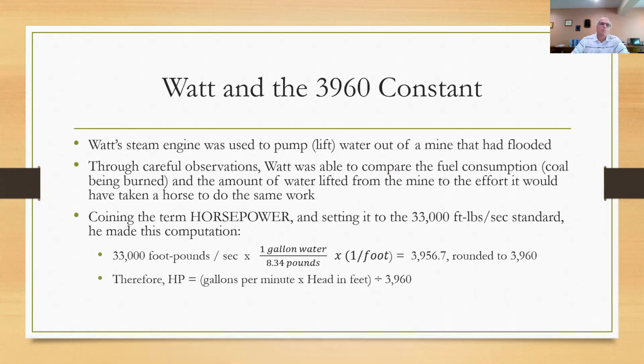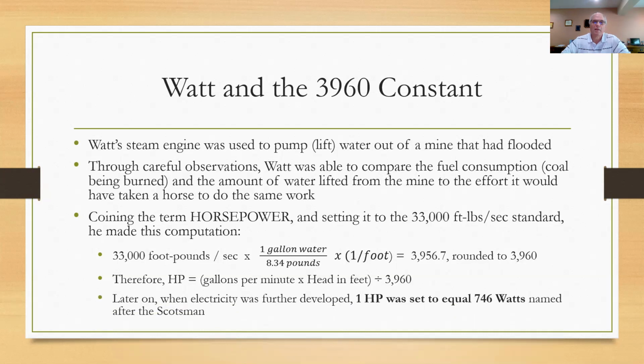So therefore, Watt figured out that 1 horsepower is going to equal the gallons per minute that you have to move, which of course we know weighs something. If you do enough gallons per minute, you're going to move up to 33,000 foot-pounds of work. And you're going to divide that by 3960, and you're going to figure out the horsepower of work being done.